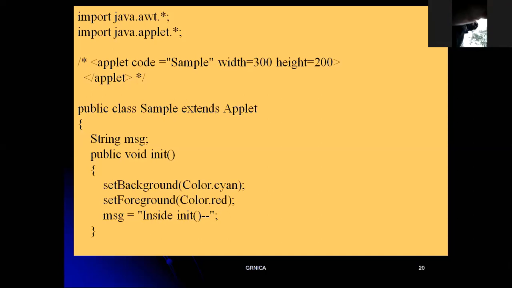In init, set the background color of the message, that is Color.cyan. Color is a class, cyan is a color name. Color red for background and foreground. Message is equal to "inside init". This should print on a window, so we have to pass this message string in a drawString method.